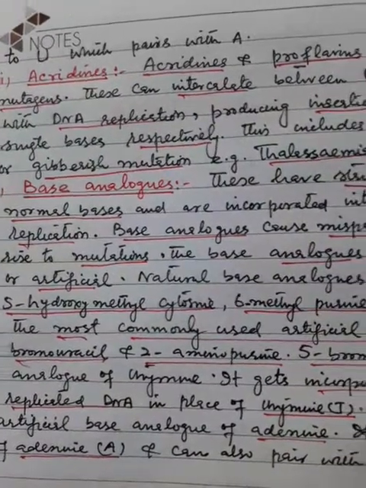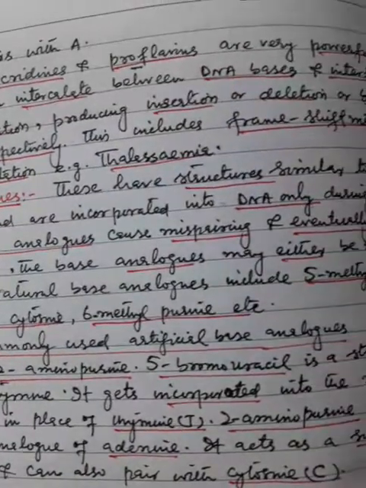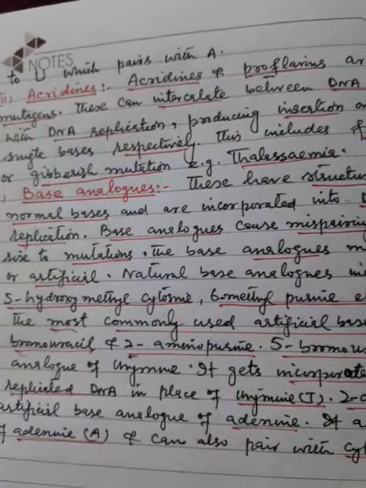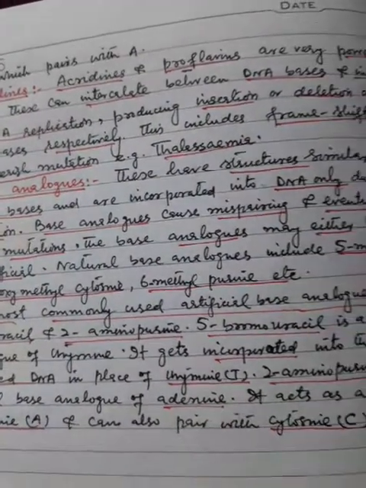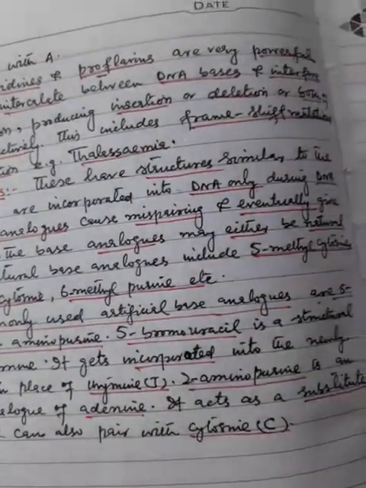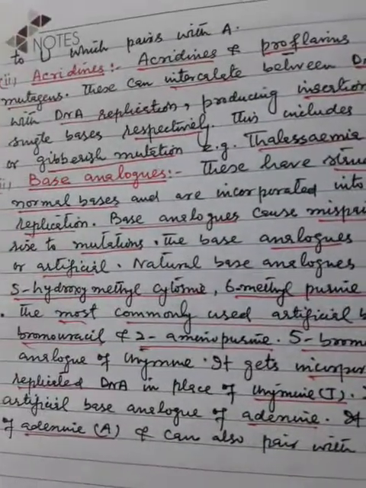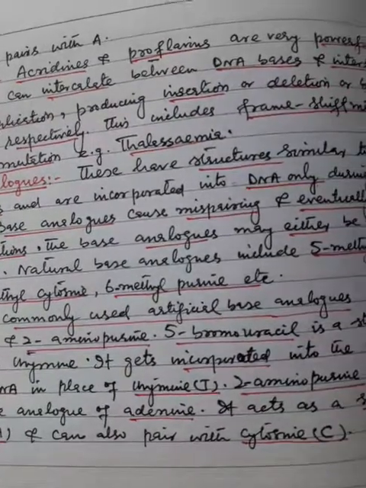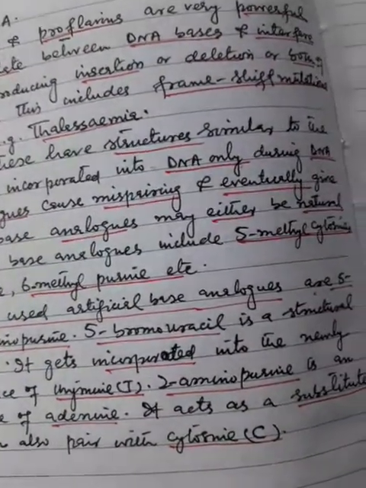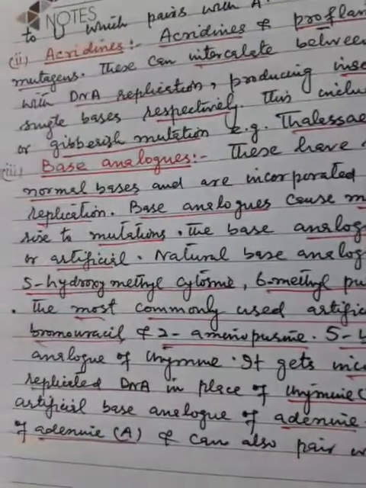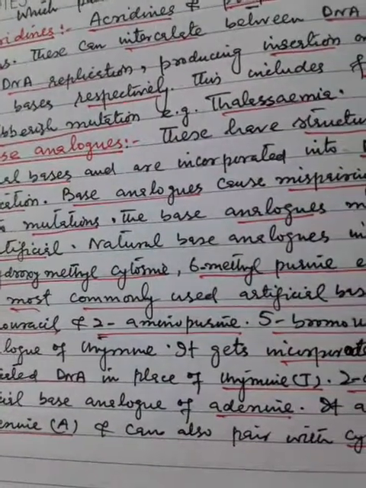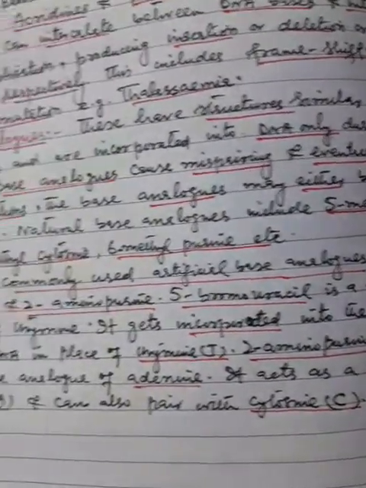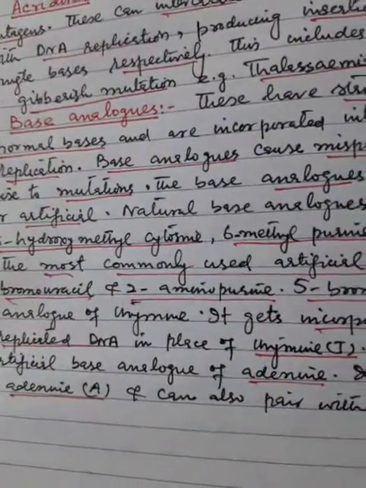Base analogues. These have structures similar to the normal bases and are incorporated into DNA only during DNA replication. Base analogues cause mispairing and eventually give rise to mutations. The base analogues may either be natural or artificial.